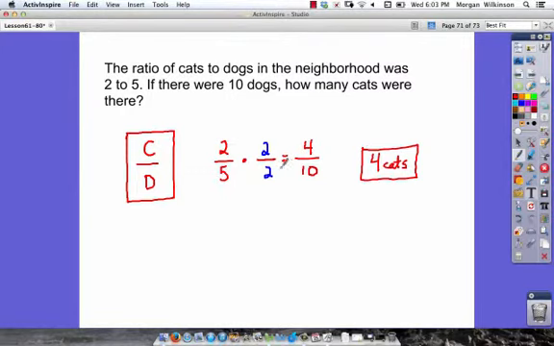Whenever we use those scale factors, we're multiplying our ratio by some fraction equal to 1 to help us find our new answer.